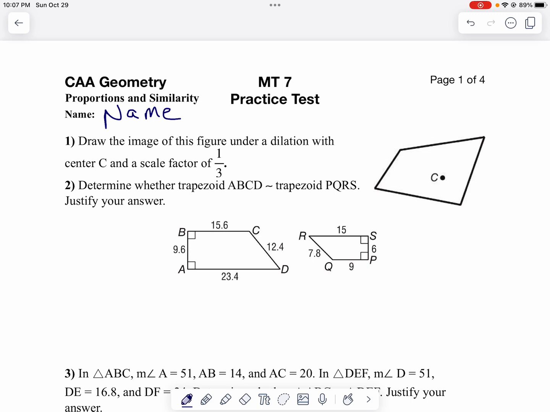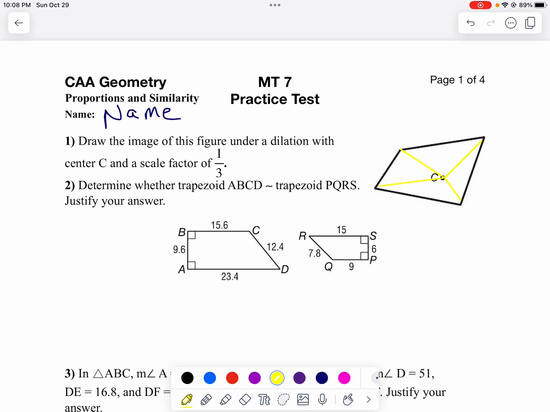Now, if we're going to do a dilation by a factor of 1/3 on the first shape, what we want to do is draw a line from your center of dilation, in this case it's point C, to each vertex. And there we go. And then for each of those lengths, I'm going to do about 1/3 of that length.